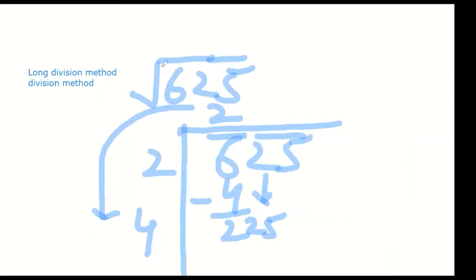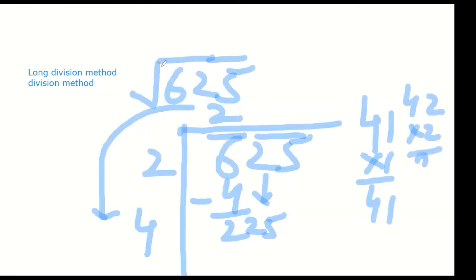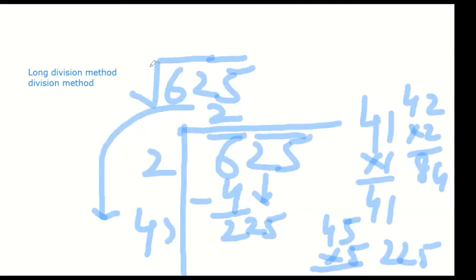Now I write 41 into 1, I get 41. I write 42 into 2, I get 84. I write 43 into 3. This is less. I write 45. I keep on writing, I reach 45 into 5. This is 225. This is 5. I find 0 here. I find the square root of 625 is 25.